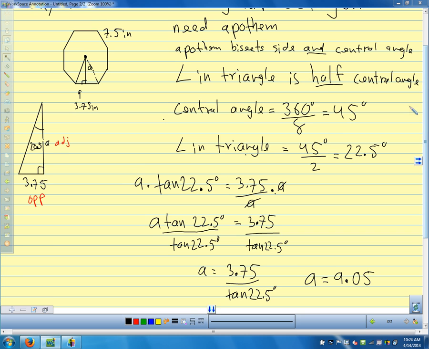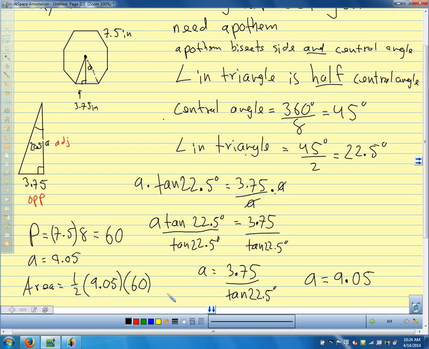Well, now we have all of our information that we need to plug into our formula. One side is 7.5 inches. So how do I find the perimeter of my polygon? Multiply by 8. Perimeter is 7.5 times 8. 7.5 times 8 comes out to be 60 when I calculate that. My apothem is 9.05. So the area is 1/2 the apothem, 9.05, times the perimeter, 60.